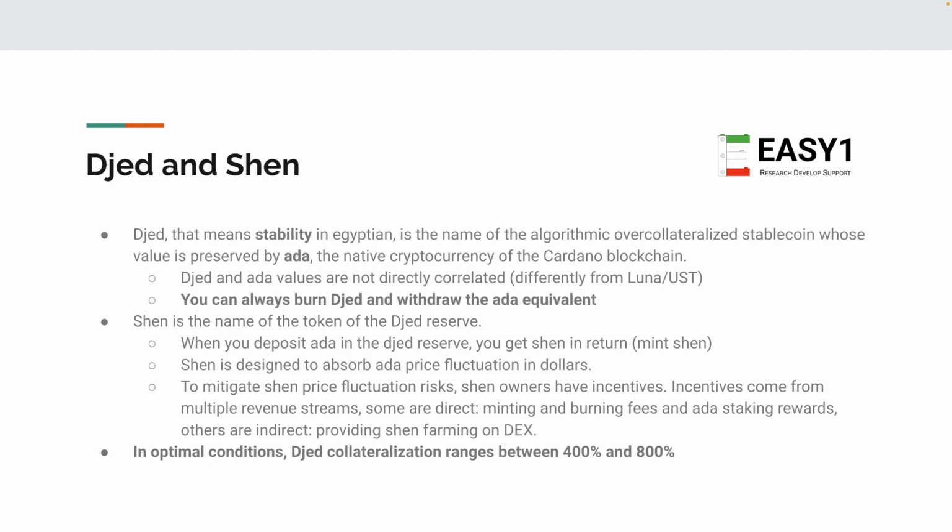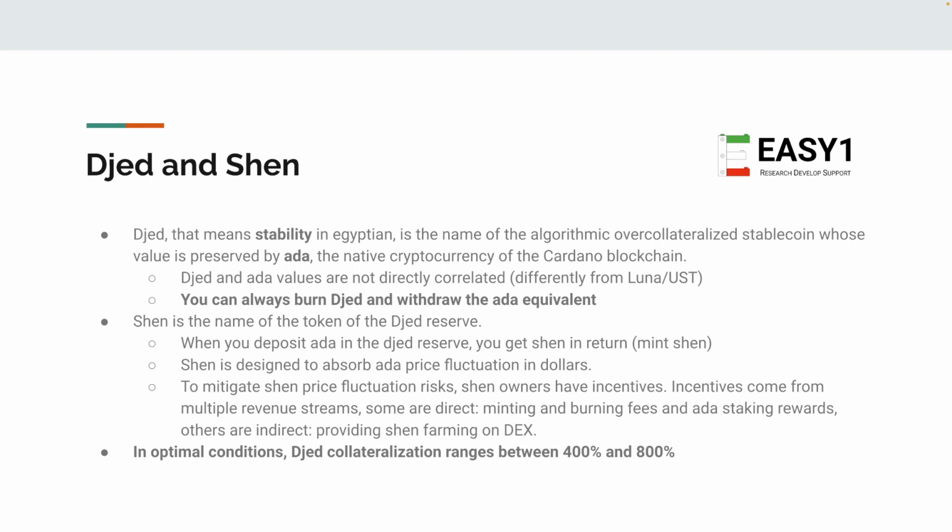in any circumstances. But there is not only Djed, there is another asset called Shen that is really important for the health of the Djed ecosystem. Shen is the name of the token of the Djed reserve. How do I get Shen? When you deposit ADA in the Djed reserve, you get Shen in return, or mint Shen.